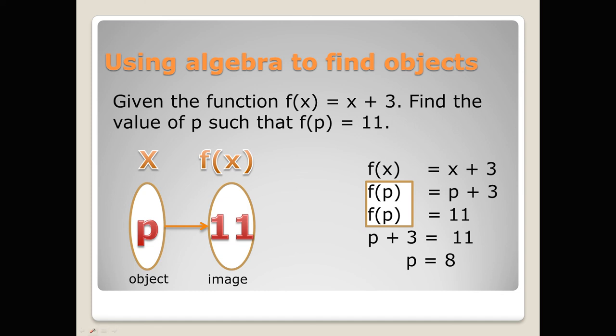Now let me just talk a little bit about this f(p) thing. If I have a 1 plus 4, we know that equals 5. And if I have a 3 plus 2, we know that equals 5. Because these two are equal, just like how these two are equal, I can write 1 plus 4 equals 3 plus 2. We know that this is correct. That is why I'm able to write p plus 3 equals 11. Same concept here.